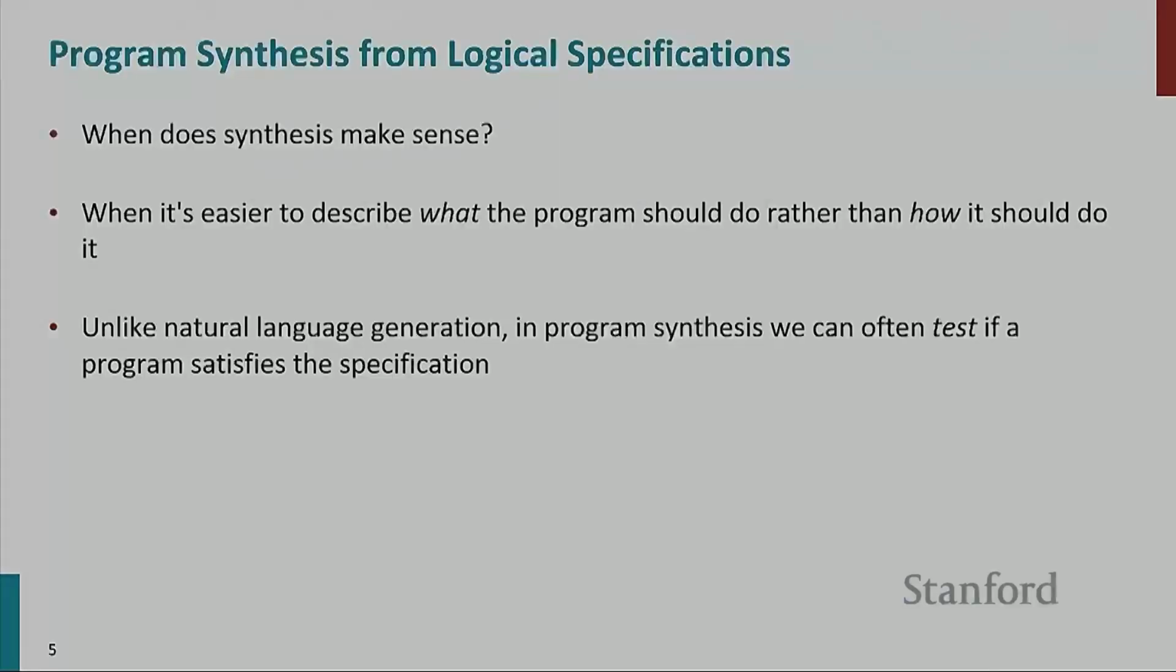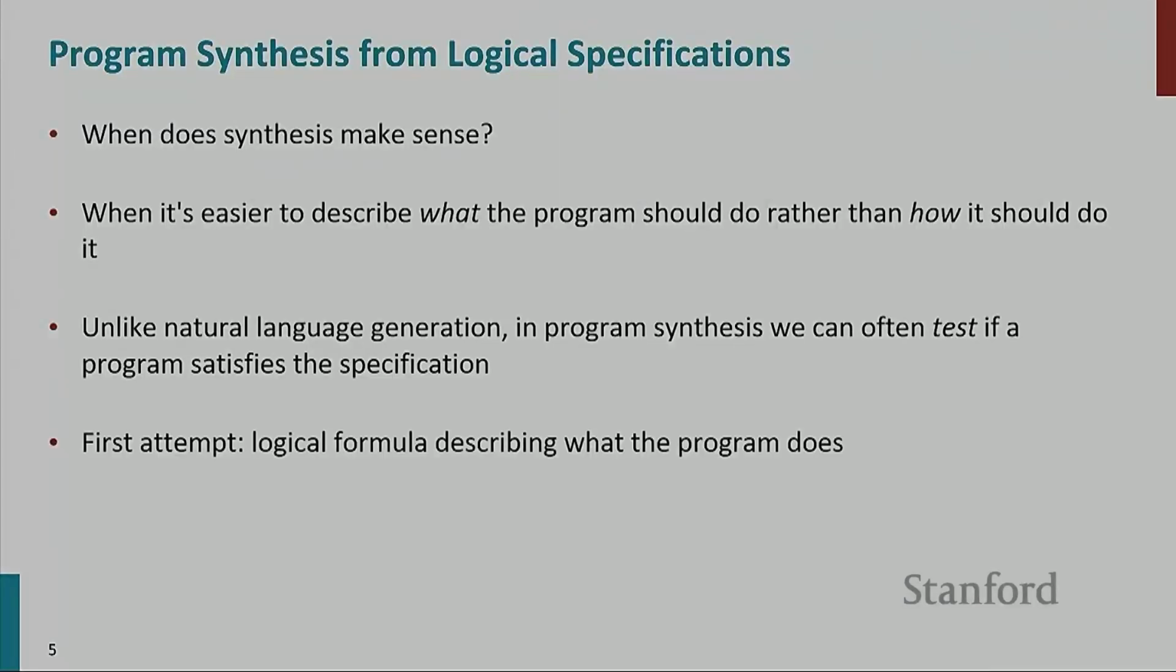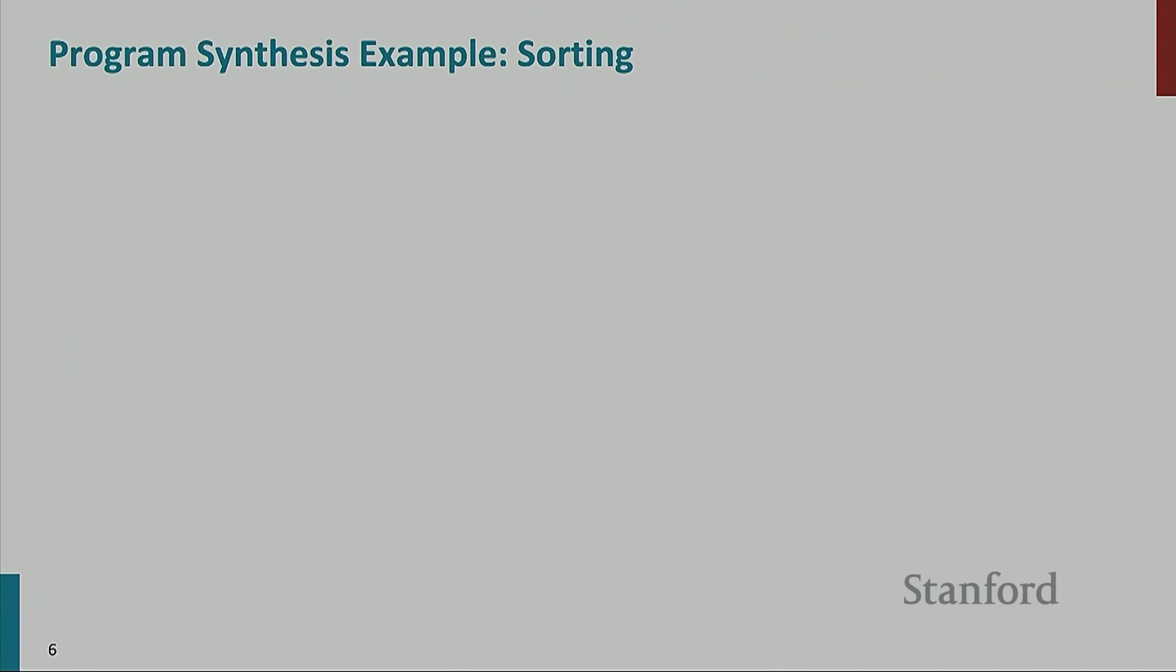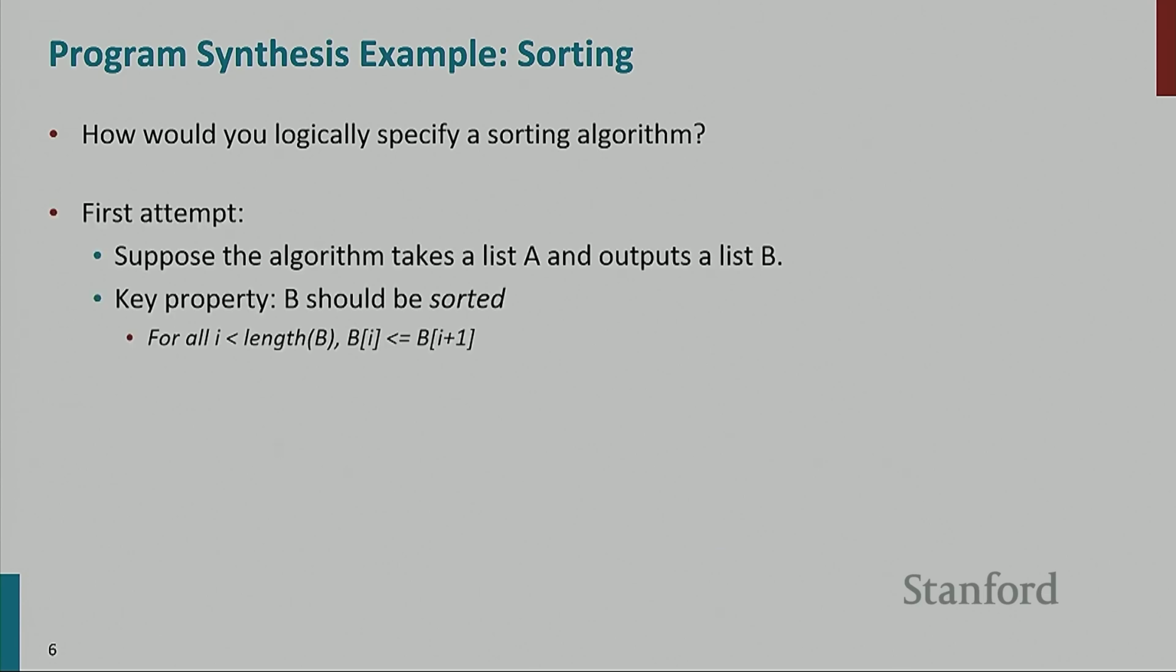Let's try to specify a program using this sort of logical specification. Our first attempt will be to specify how I sort an array. I want a program that receives an array as input and returns a sorted array. So how would I write that mathematically? Our first attempt could be: let's say this program takes an array A and outputs an array B. I can specify that I want the array B to be sorted.